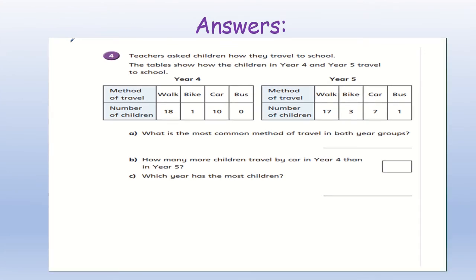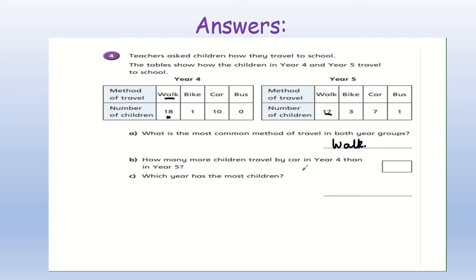So, looking at how Year 4 and Year 5 children travel to school, which is the most common method in both year groups? Well, in Year 4, the biggest number is in walking, and in Year 5, the biggest number is also walking. So the most common method must be to walk.